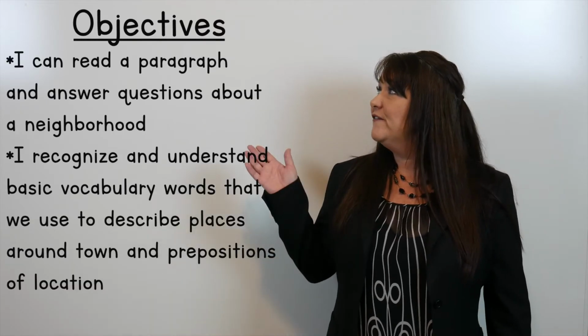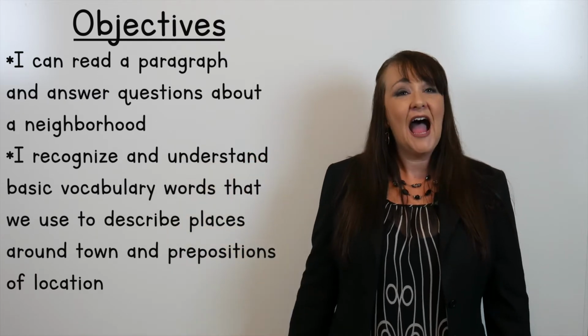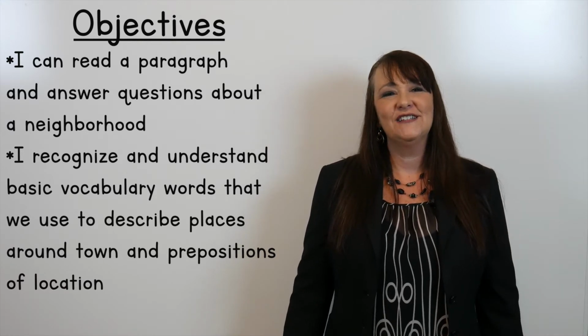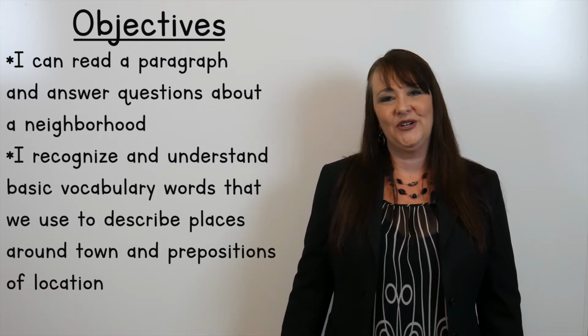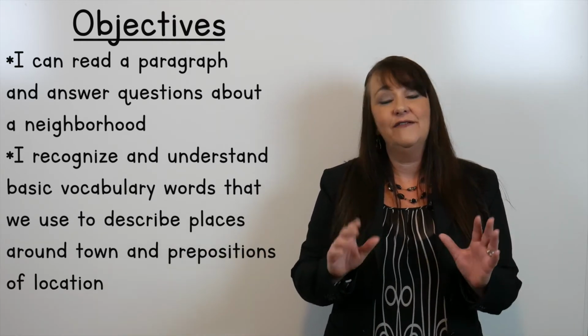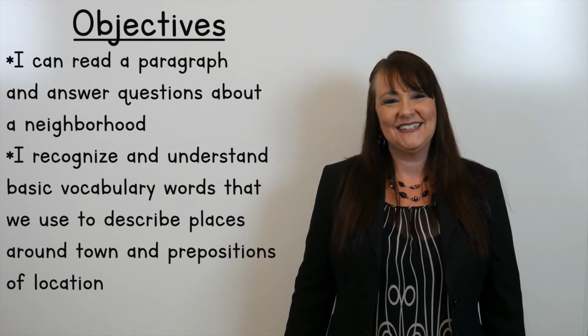Today's lesson is the fourth lesson in a series about places around town. In this lesson, we're going to practice reading. Let's actually look at the objectives for today's lesson. The first objective says, I can read a paragraph and answer questions about a neighborhood. The word neighborhood means the place where you live and the things around it.